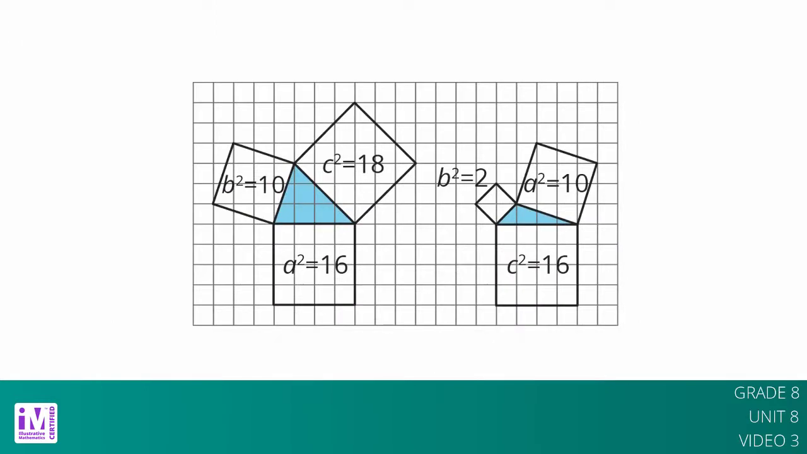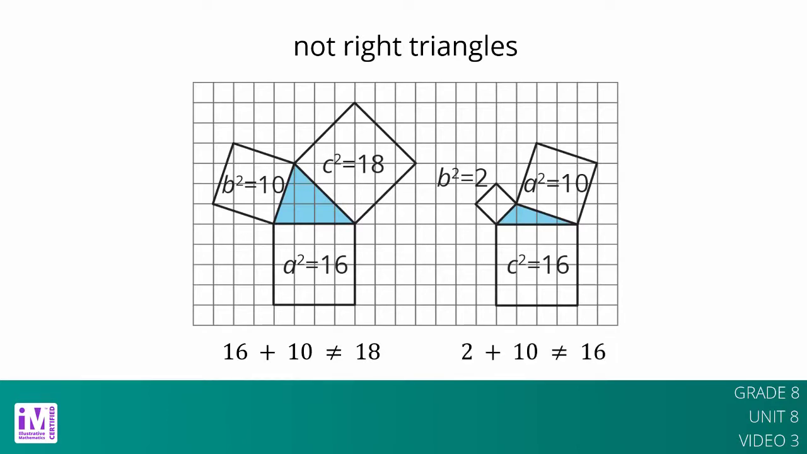Here are some triangles that are not right triangles, and notice that the lengths of their sides do not have the special relationship a squared plus b squared equals c squared. That is, 16 plus 10 does not equal 18, and 2 plus 10 does not equal 16.